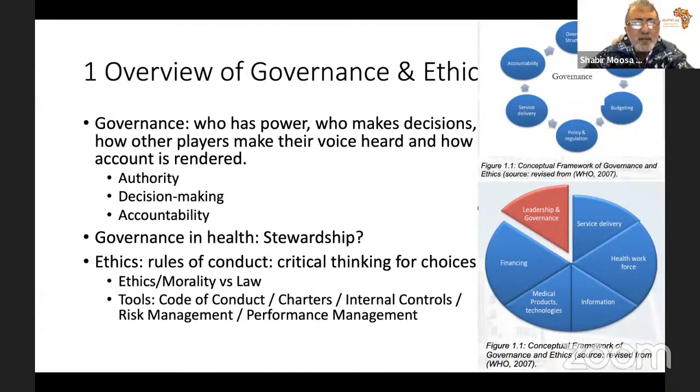In terms of the overview of governance and ethics, governance is basically about these three concepts: who has power, which is authority; how do they make these decisions and involve other people, which is the decision-making process; and then how they are held to account, which is accountability. The important thing in governance in health, especially for governments in Africa, is to not forget that the public service is not the only place they have a role to govern. Their governance is of the whole society. And so they need to act as stewards and guide the entire society, including the NGO space, the private sector space, and the public service space.